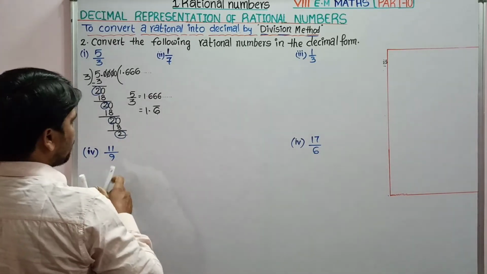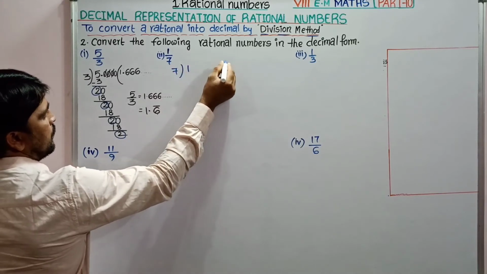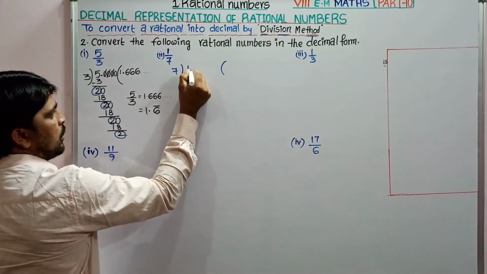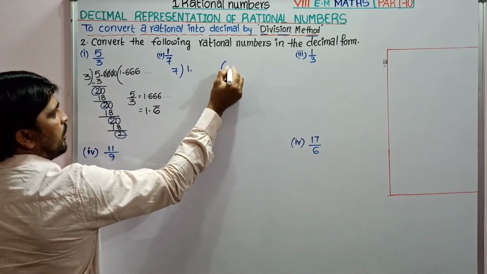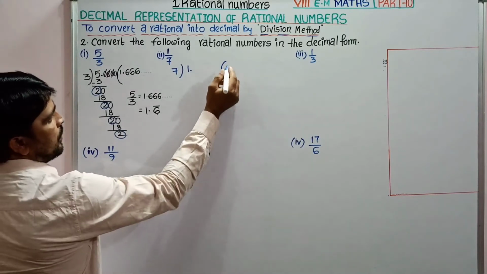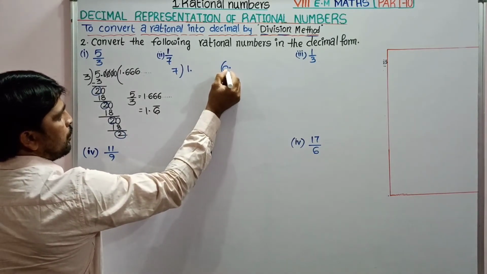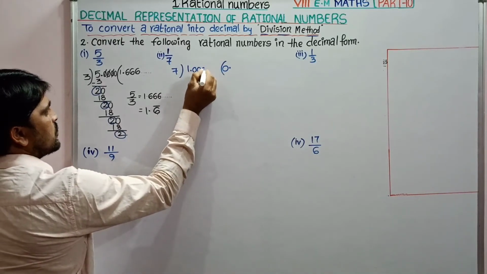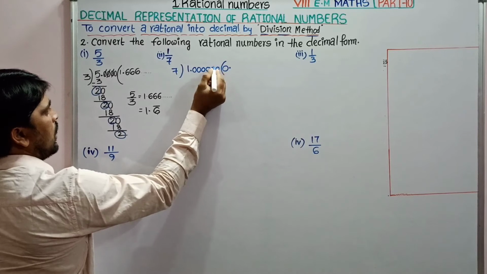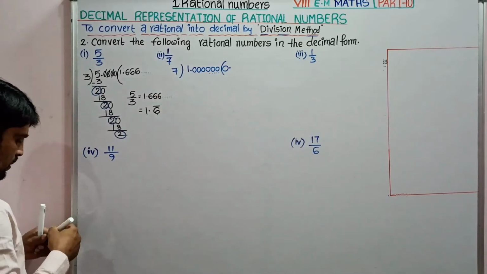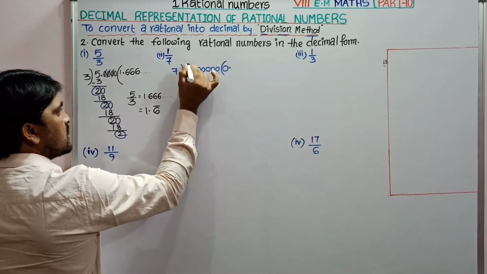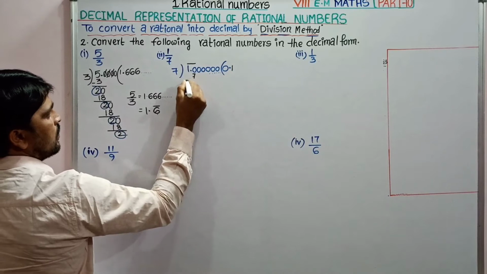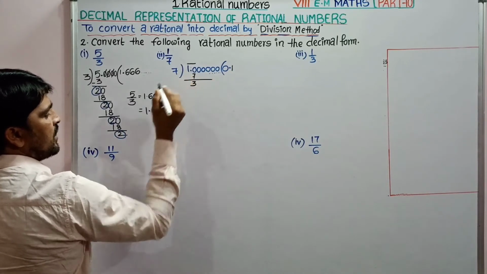Now 1 by 7. Divide 1 by 7. But 1 is less than the divisor. Put a decimal point in the dividend part as well as at the end of the quotient part, so the integral part is filled with 0. And write as many zeros as you wish in the dividend part. Now it is read as 10. 7 ones are 7. Remainder is 3. 10 minus 7 is 3.